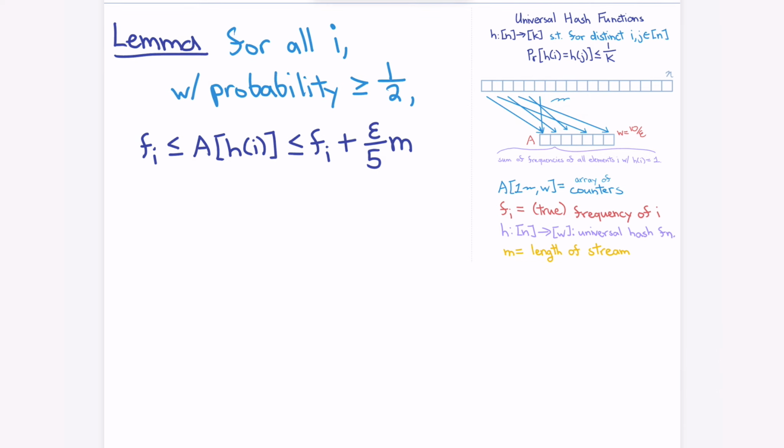Okay. So now here's our first, and really the main, lemma. For all elements i, so we'll just focus on one element at a time, with probability at least 50%, I'll return some estimate that's between f sub i and f sub i plus epsilon over 5 times the length of the stream. Does that claim make sense?